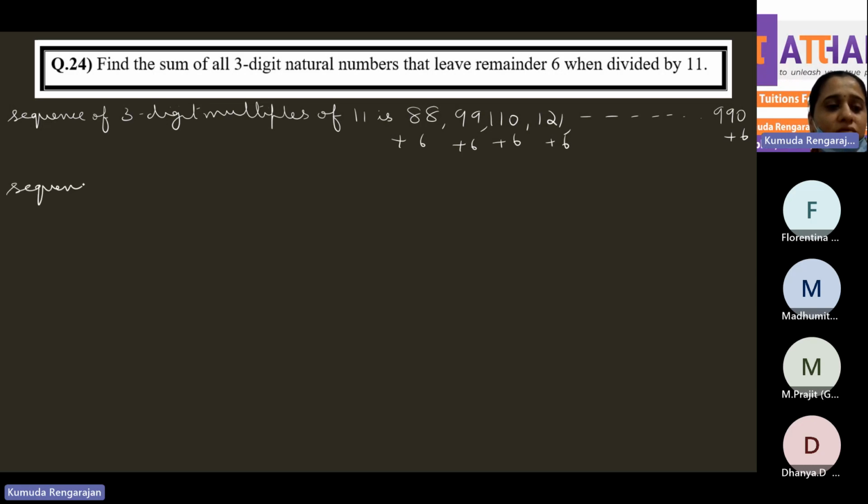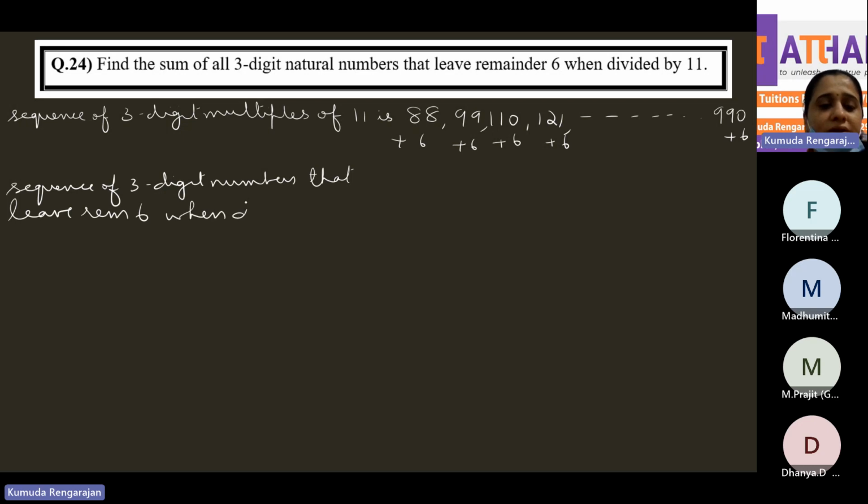So the sequence of three-digit numbers that leave remainder 6 when divided by 11. What is the first sequence we have? We have multiples of 11. That is not the required AP. You take a three-digit number, you should divide it by 11, and the remainder should be 6. Such numbers you must consider.